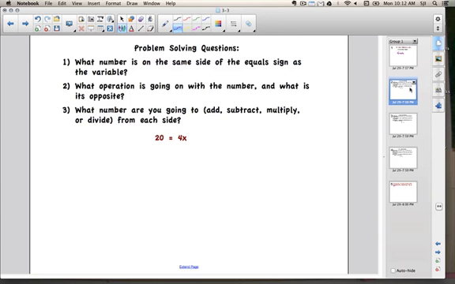So I've written these 3 questions that you ask yourself in order to solve equations. The first question is, what number is on the same side of the equal sign as the variable? What operation is going on with that number and what is its opposite? And what number are you going to add, subtract, multiply, or divide from each side? The answers that you get to questions 1 and 2 help you decide this final step for part 3, and that ultimately is what you do with the equation. So let me show you how this works.